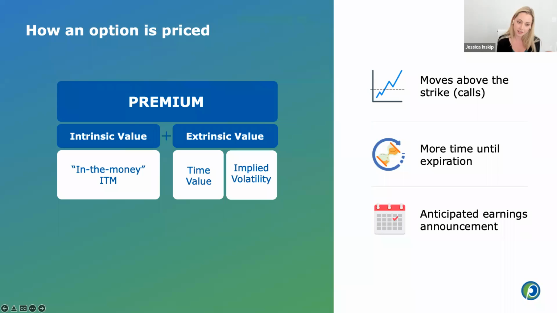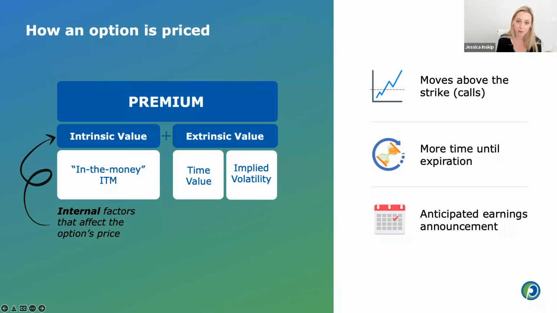So you can see how all of it is logical. Does it actually have value? How much time is left for it to have that value? And are there any surrounding events that are going to make the likelihood of that value higher? And that all equates to the components of the option's premium.